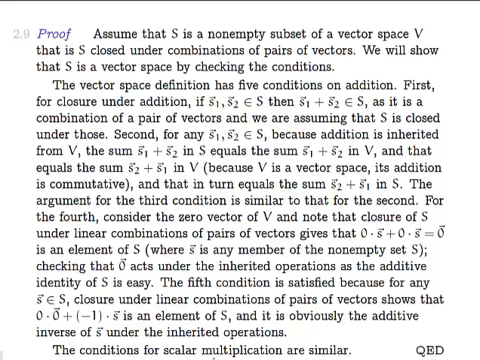All right, so the condition for scalar multiplication is similar. So that gives us all the conditions we need, and that shows that if we can show a subset of a vector space is closed under linear combination, then that subset is a subspace.